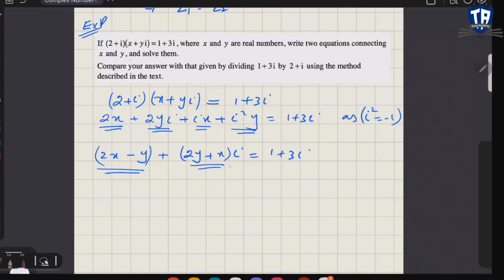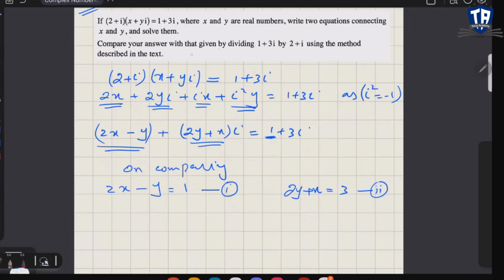The first thing is we need to write two equations. So when we compare, the first part of the left hand side will be equated with the first part of the right hand side, which is 1. So the real part is equated with the real part on the other side. This is equation number 1, and the other is the imaginary part of the left hand side equal to the imaginary part of the right hand side. So these are the two equations.